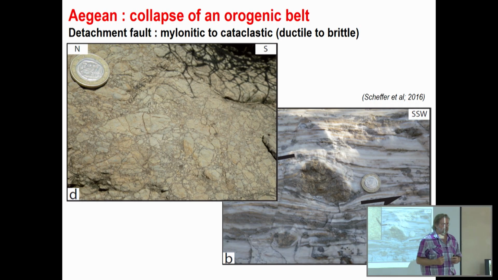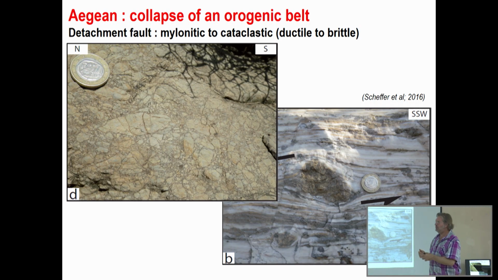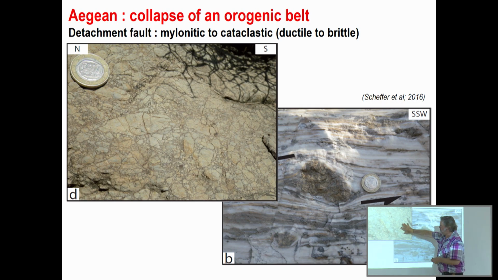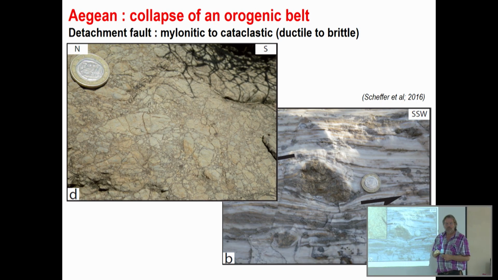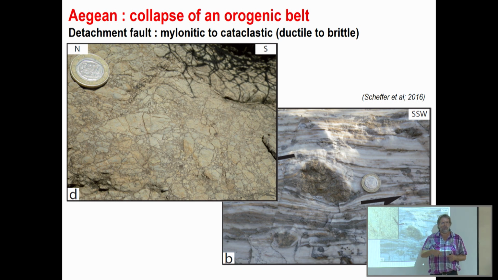What does that represent? When you go from ductile, and ductile is overprinted by brittle, in terms of temperature and pressure, what do you think it means? Decreases. And is it consistent with burial or with exhumation?